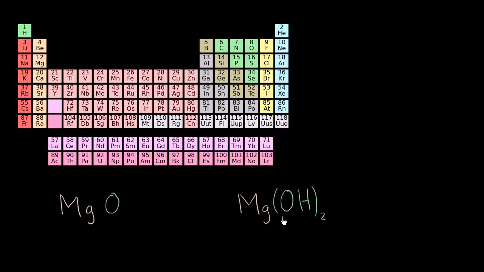So I'm assuming you've given a go at it. Now let's try to work through this or think through this together. So first of all, magnesium. Magnesium right over here, we see it's group 2. It's an alkaline earth metal. It has 2 valence electrons.